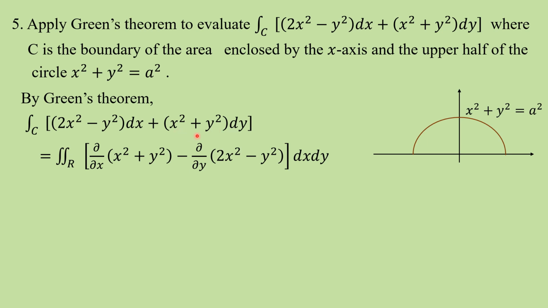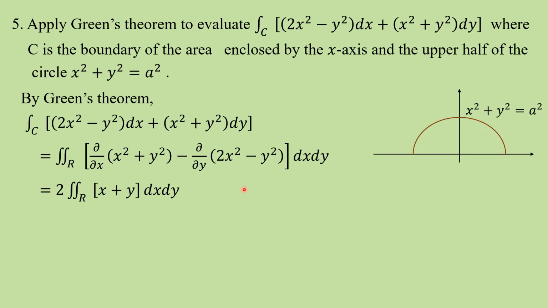N is x square plus y square, so partially differentiate N with respect to x, and M is 2x square minus y square, differentiate partially with respect to y. So that gives N with respect to x is 2x, partial derivative of M with respect to y is minus 2y, minus of minus plus 2y, so 2 times x plus y. So this is what we have to integrate over the region R bounded by the semicircle and the x-axis.